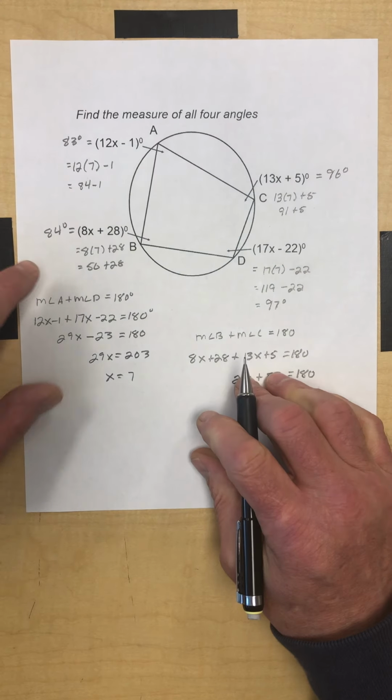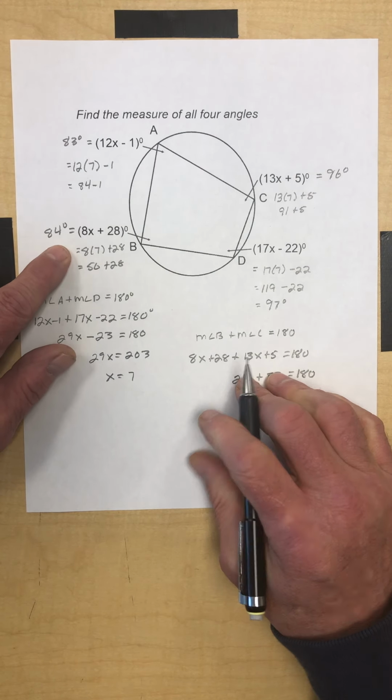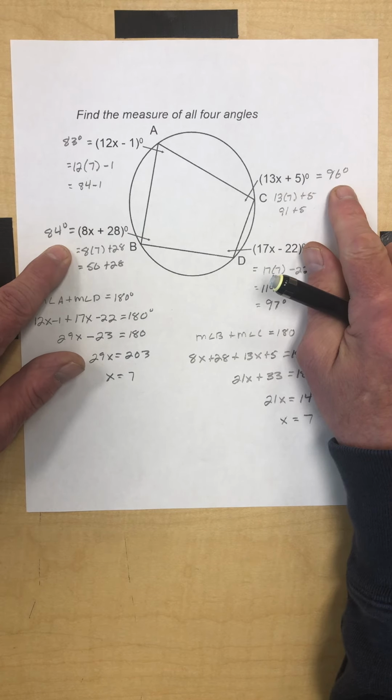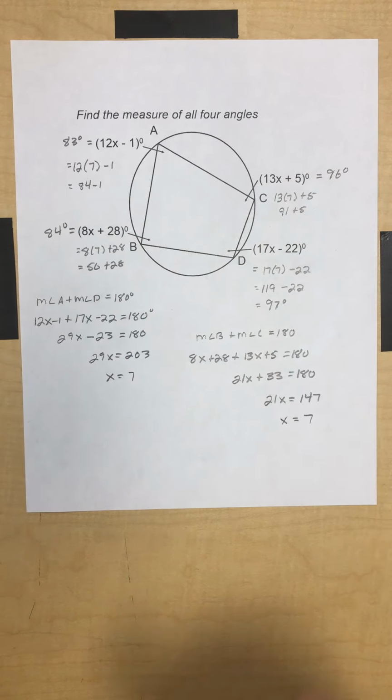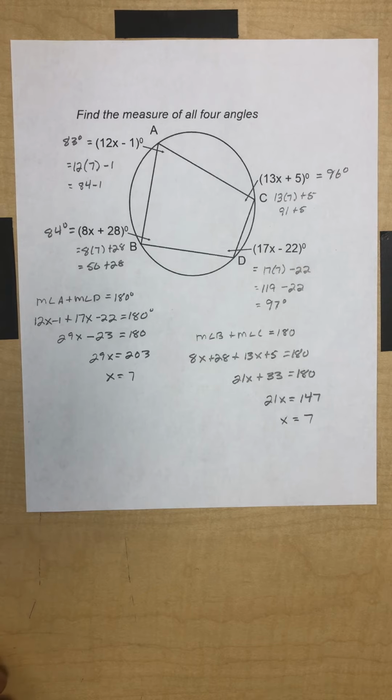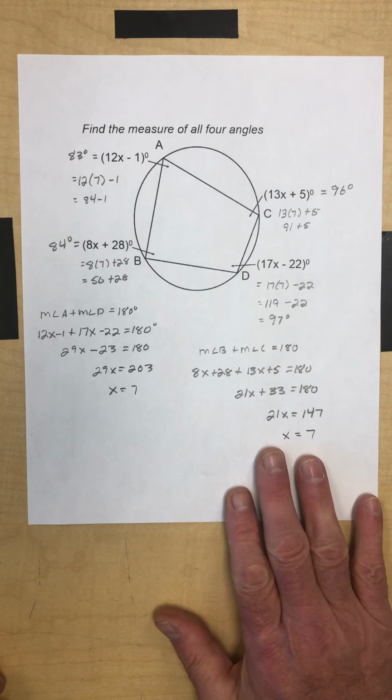And then if I look, 84 plus 96 is certainly 180 degrees. So we're in good shape there. That takes care of those types of problems.